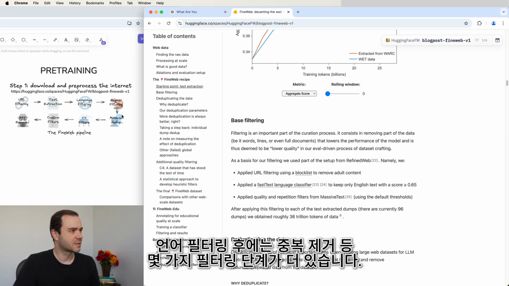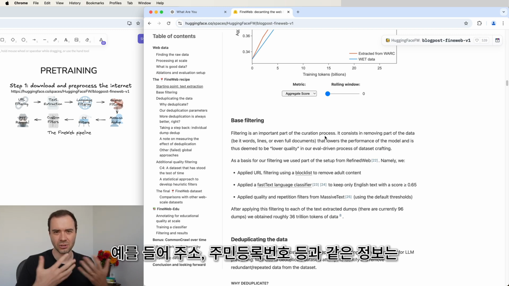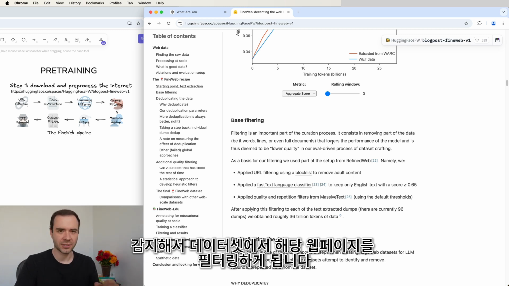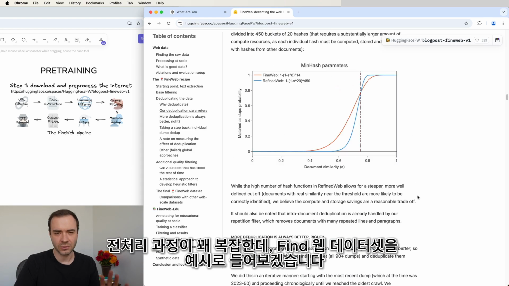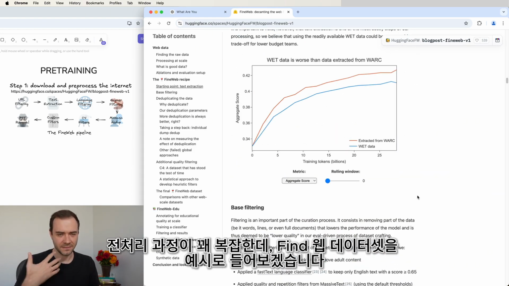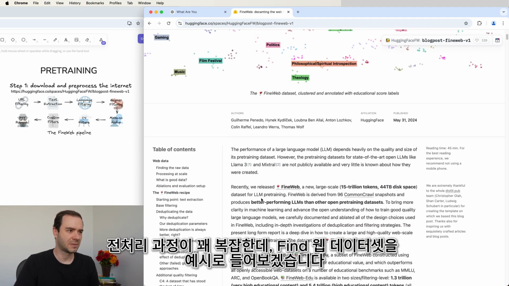After language filtering, there's a few other filtering steps and deduplication and things like that. Finishing with, for example, the PII removal. This is personally identifiable information. So as an example, addresses, social security numbers, and things like that, you would try to detect them and you would try to filter out those kinds of web pages from the data set as well. So there's a lot of stages here, and I won't go into full detail, but it is a fairly extensive part of the pre-processing, and you end up with, for example, the FineWeb dataset.